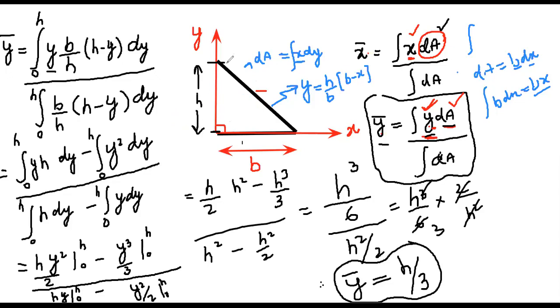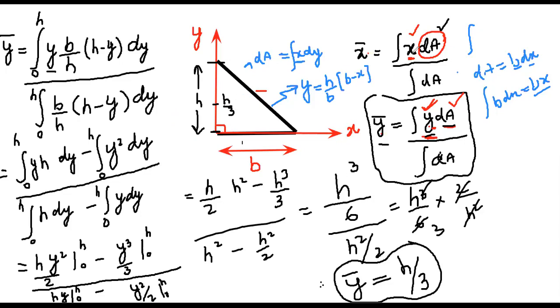Where is the y coordinate of its centroid? The y coordinate of the centroid from the base, be careful, the y coordinate of the centroid from the base from this right angle will be at a distance h by 3.